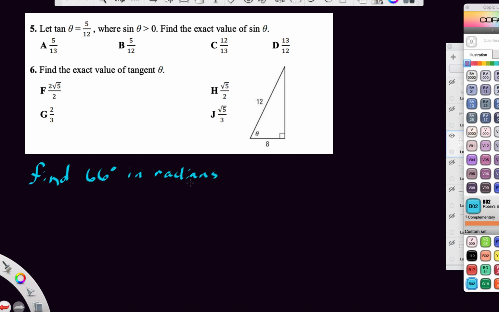And I did, all right? And so all you do is take 66 degrees and multiply by pi over 180. And that gives you 66 pi over 180, which then gives me 11 pi over 30. And remember, if you get to here, partial credit, full credit right there.